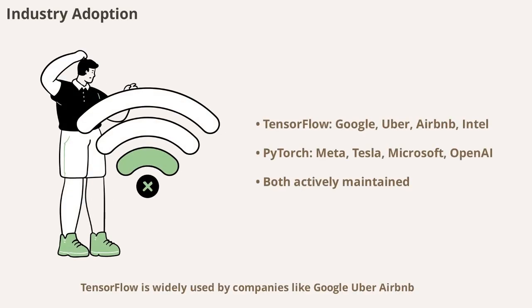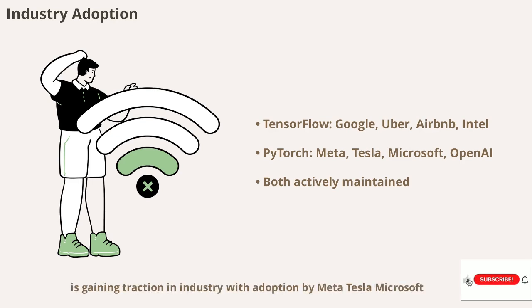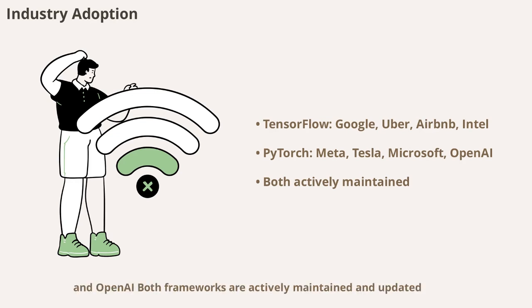TensorFlow is widely used by companies like Google, Uber, Airbnb, and Intel for large-scale production systems. PyTorch, meanwhile, is gaining traction in industry, with adoption by Meta, Tesla, Microsoft, and OpenAI. Both frameworks are actively maintained and updated, ensuring they stay relevant as the field evolves.